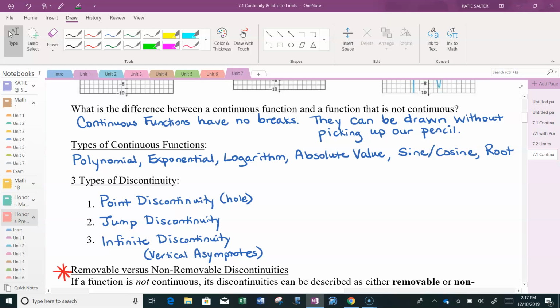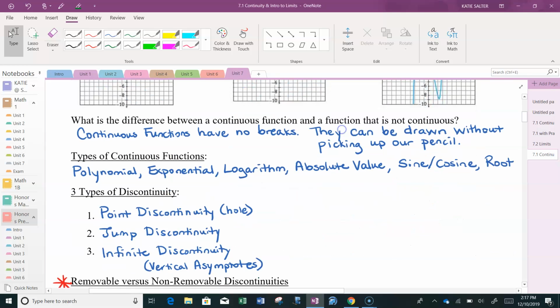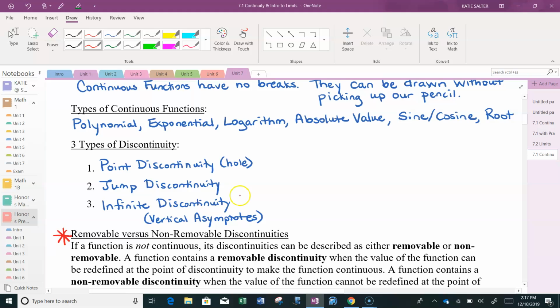Jump discontinuity occurs like in a step function. So look at the step function up here. On the domain from -2 to 0, we're at a range of -1. And then we jump up, and from 0 to 2, we're at a range of 0. So it actually jumps. You have to pick up your pencil to jump. It's not a vertical asymptote there, it just jumps. Another place we see a lot of jump discontinuity is with piecewise functions.